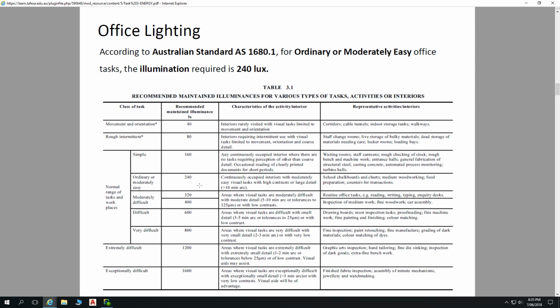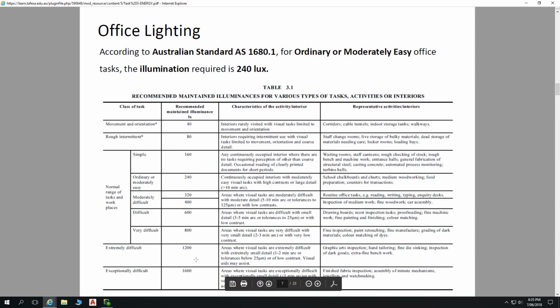What we're dealing with here is continuously occupied interiors with moderately easy visual tasks with high contrast or large detail. So that's more what we're dealing with in a drafting office or a typical office. So around that 240 lux.